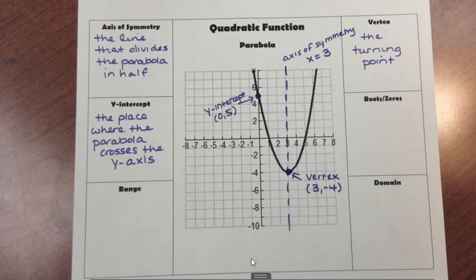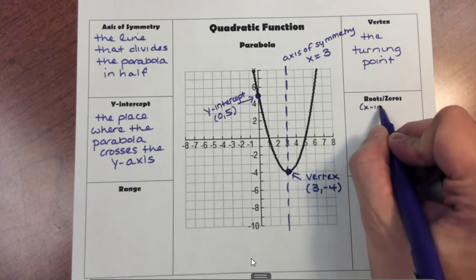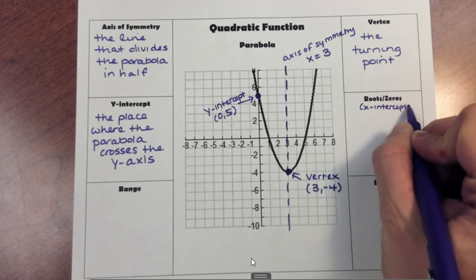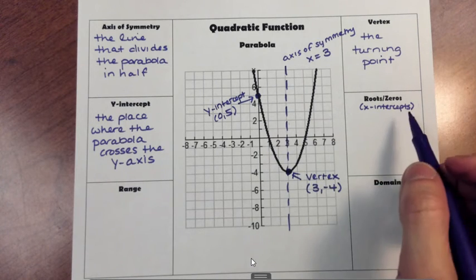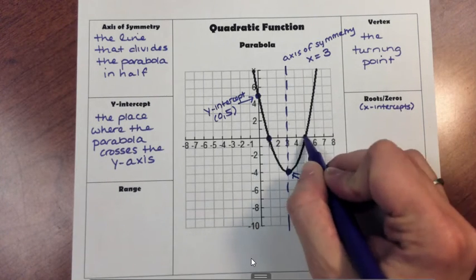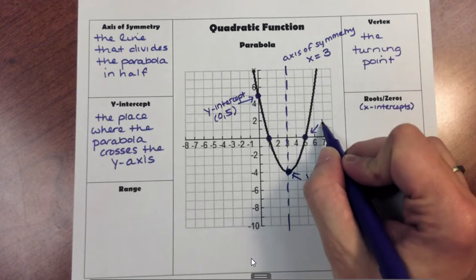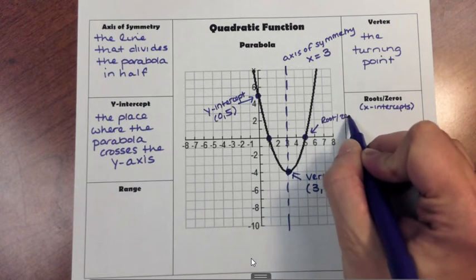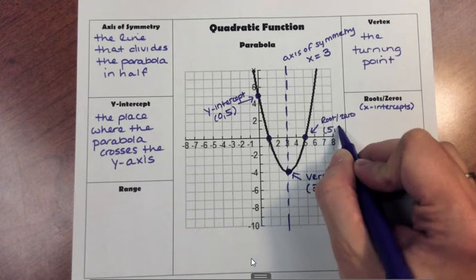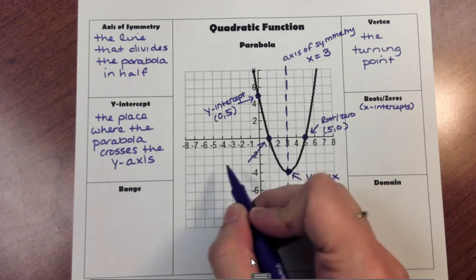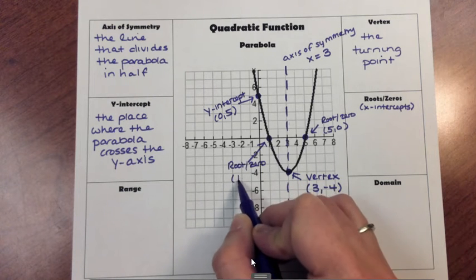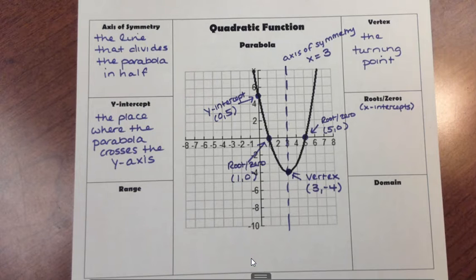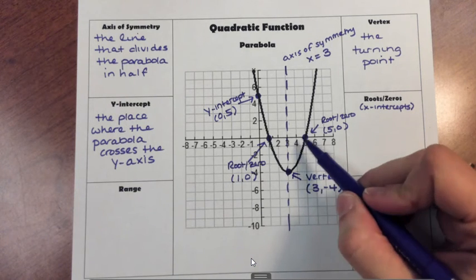Next we have our roots or zeros. Another word for these are x-intercepts. So we can see that this particular parabola has 2 x-intercepts. It has one right here and right here. We talked about how a zero is the value that makes the function 0. So these are the 2 places where the function is 0.